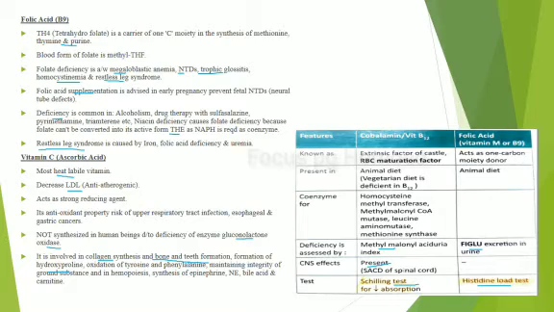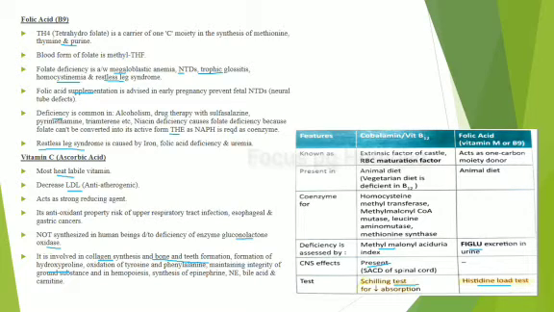Deficiency is caused by alcoholism and drug therapy with sulfasalazine, pyrimethamine, and triamterene. Niacin deficiency causes folate deficiency because folate cannot be converted into its active form, THF, as NADPH is required as a coenzyme. Restless leg syndrome is caused by iron and folic acid deficiency, and uremia.